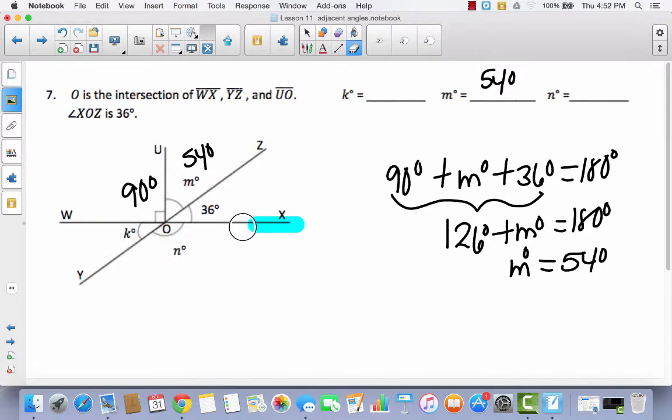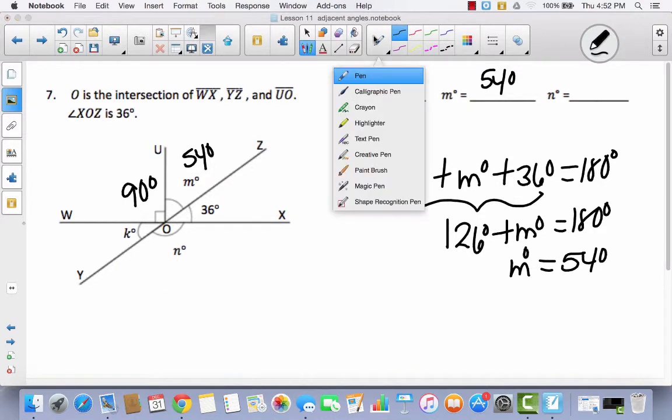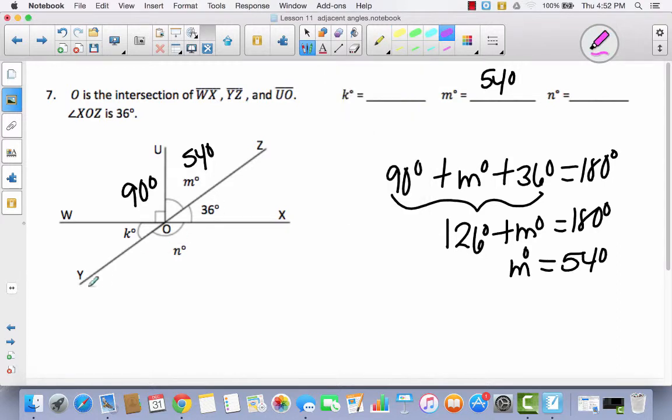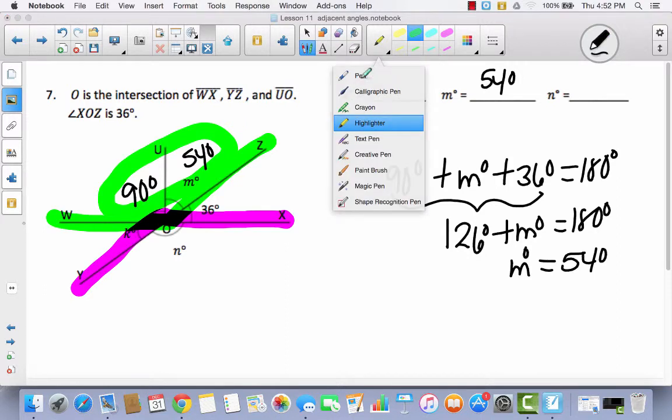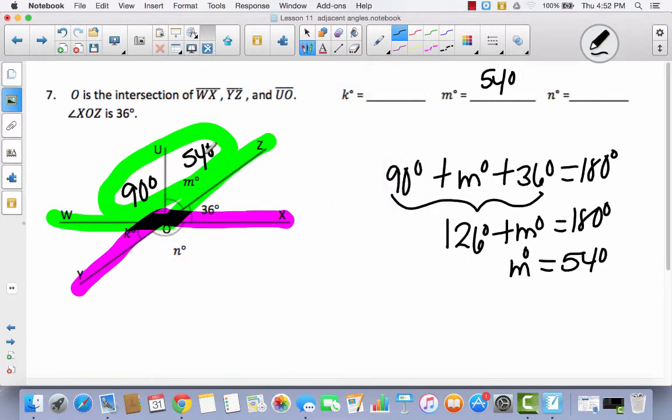Is there a way to figure out K, or is there a way to figure out O? There's a lot of different ways to do this. What would you do? Well, what I probably would do is there's a couple of things I would do. Well, if you look at this really closely, you can see that angle YOX is the opposite of angle WOZ. You see that? Those are opposites. But WOZ has been broken down into two separate angles. So if I put these two angles together, then I should get the measurement of angle N. So I could say 90 plus 54 is 144 degrees, and that would tell me what angle N is.